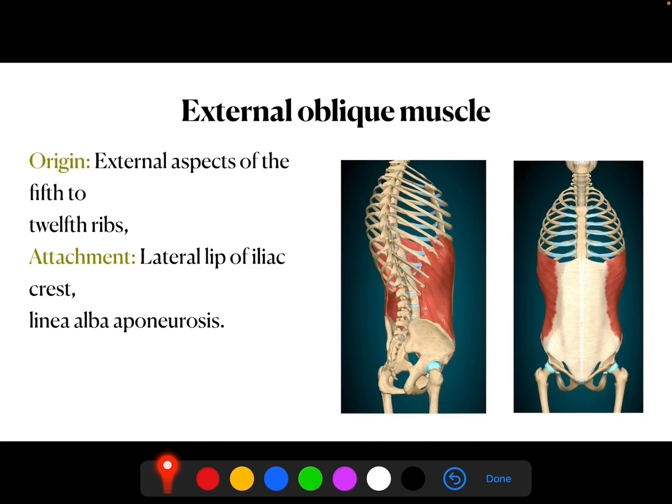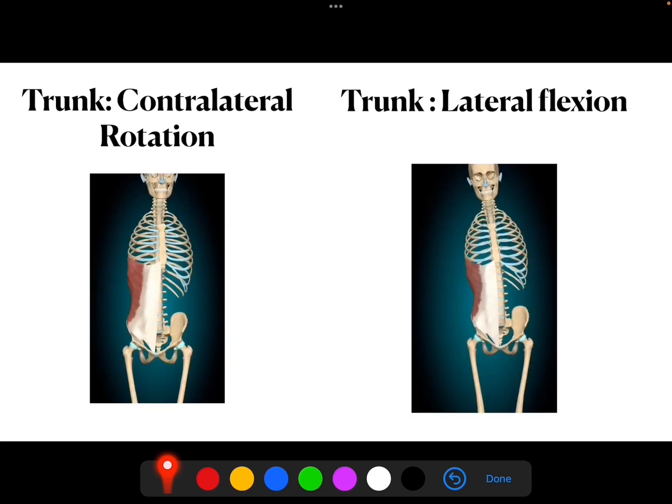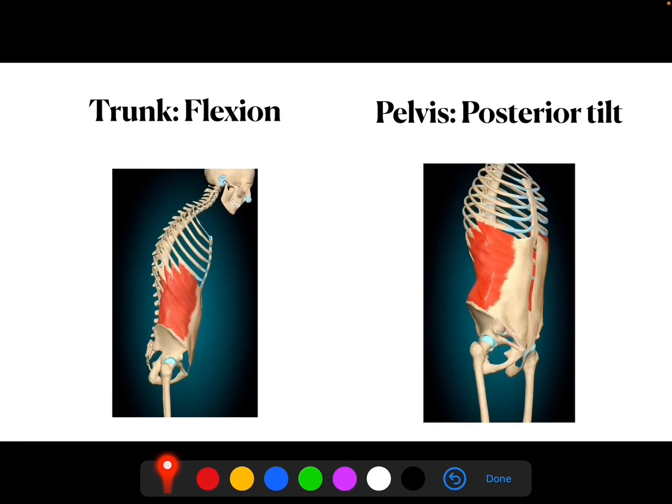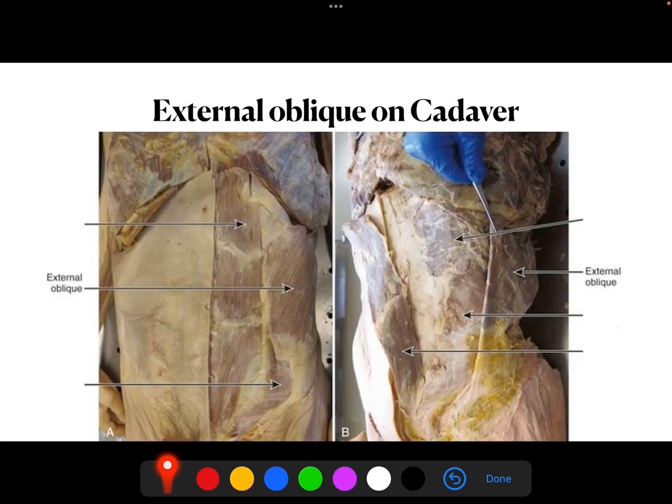External oblique muscle. It originates at the external aspects of the 5th to 12th ribs and attaches at the lateral lip of the iliac crest and linea alba aponeurosis. Actions performed by this muscle are contralateral rotation of the trunk, lateral flexion of the trunk, flexion of the trunk, posterior tilt of the pelvis. This is what it looks like on the cadaver.